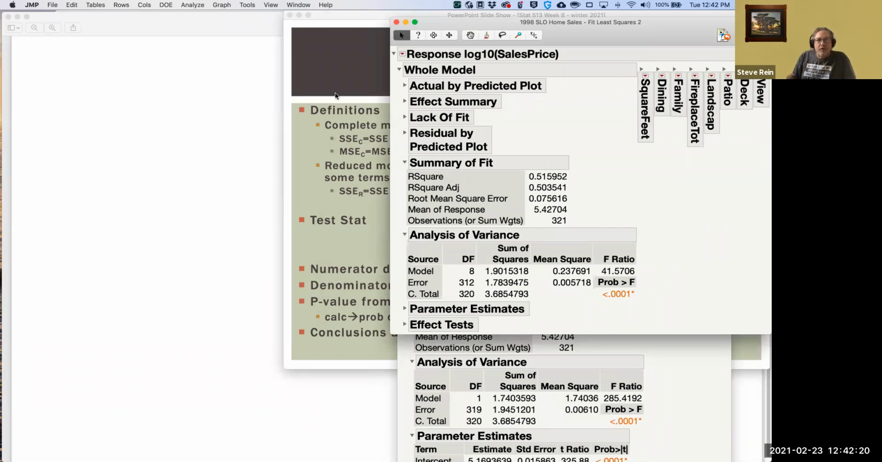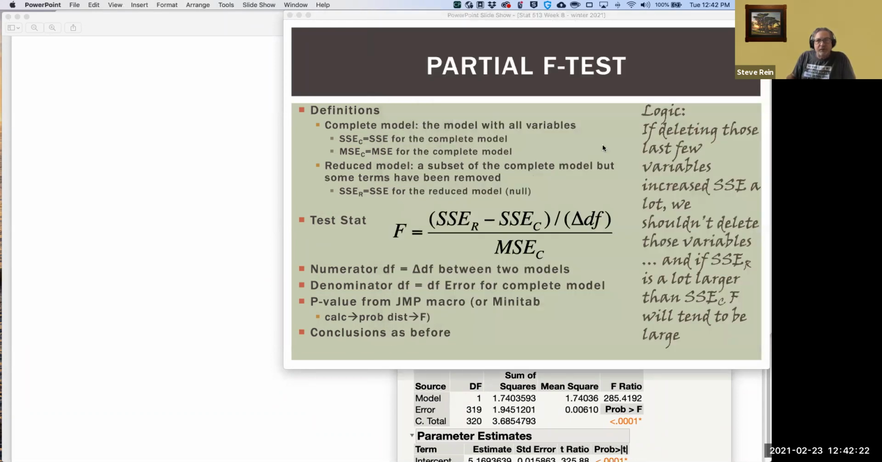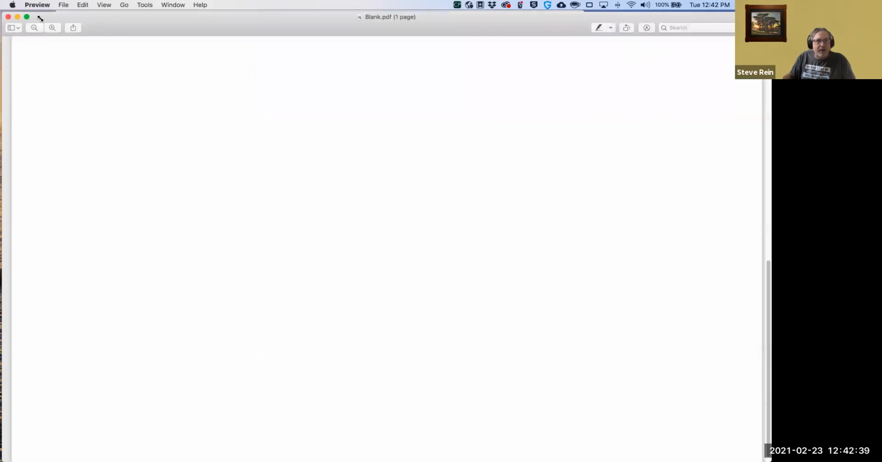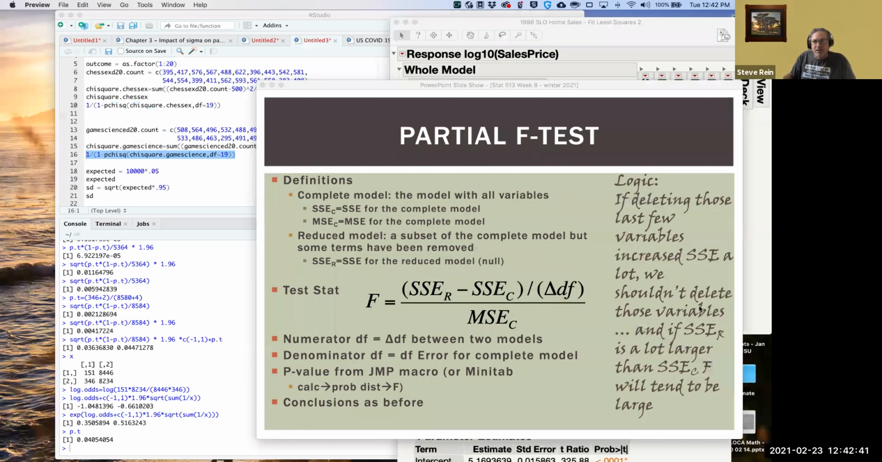Okay, so the procedure says, let's find the difference in the sum of squares error between the 2 models, and then the change in degrees of freedom, and divide through by the mean square error. So let's go ahead and plug and chug with those values. And again, this is where I'm going to benefit from calculator help from one of you.